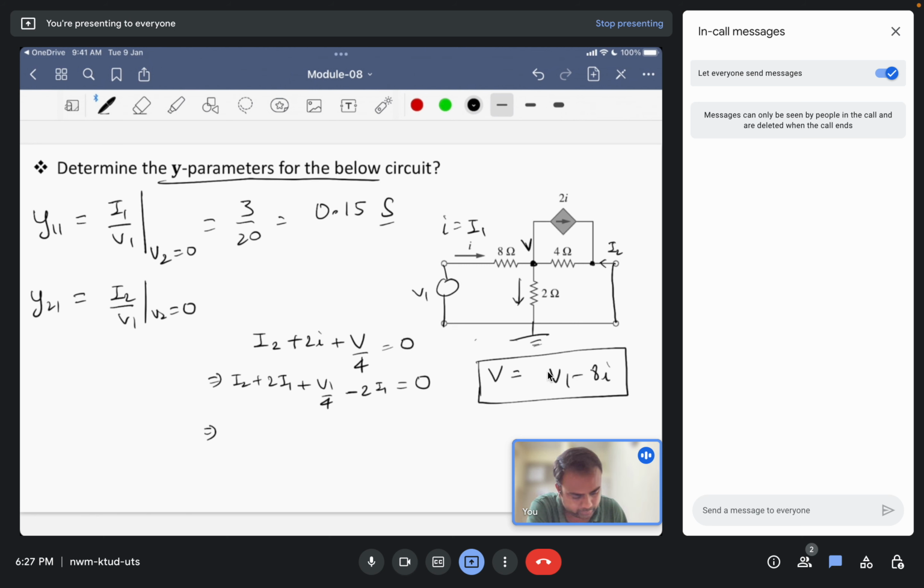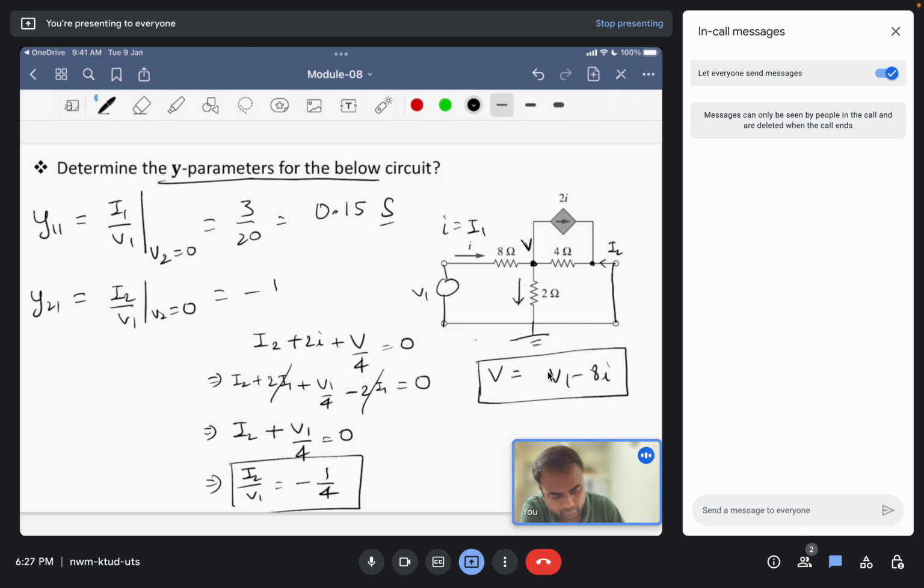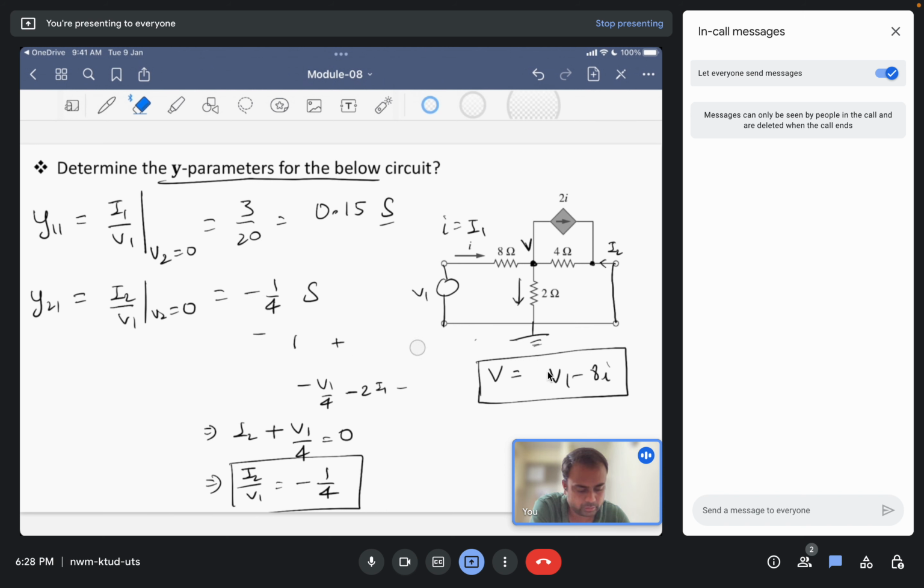So I2 is there, we need a relation between I1 and I2 to solve this problem. Let us first of all simplify this. So no problem, 2i1 is getting cancelled here. So that will be I2 plus V1 by 4 equal to 0. So I2 by V1 will become minus 1 by 4. So this will be minus 1 by 4 Siemens. Okay, so the first two parameters are calculated.